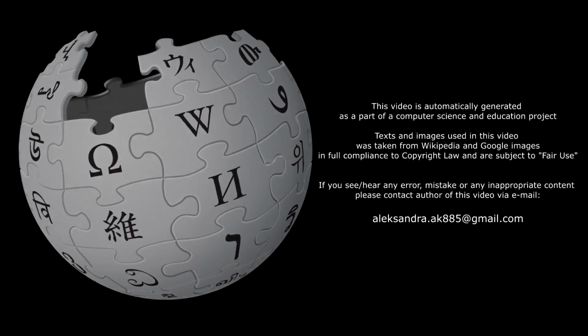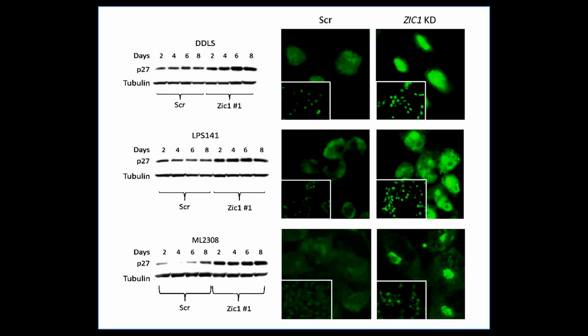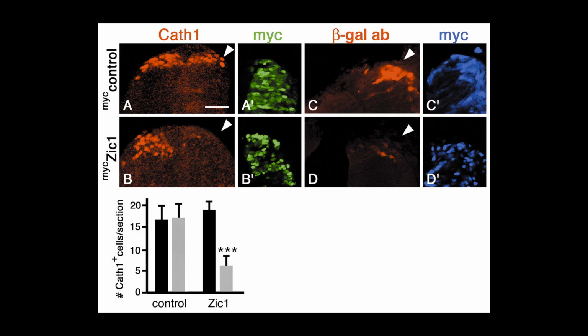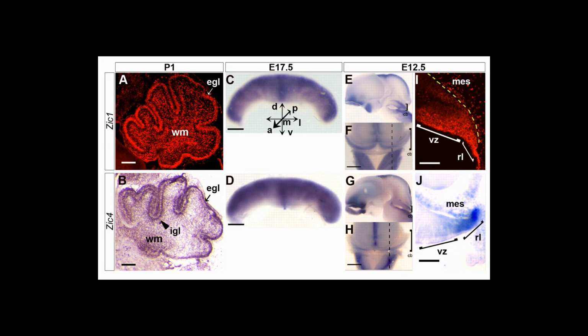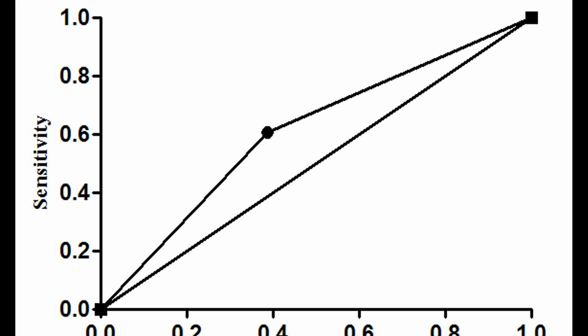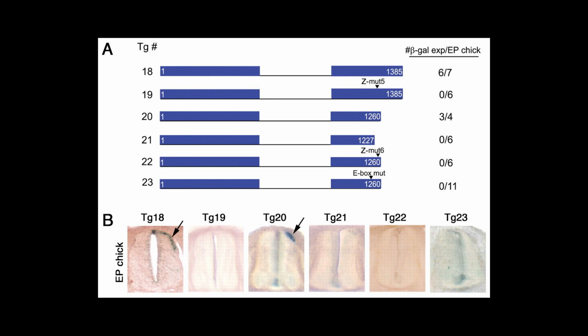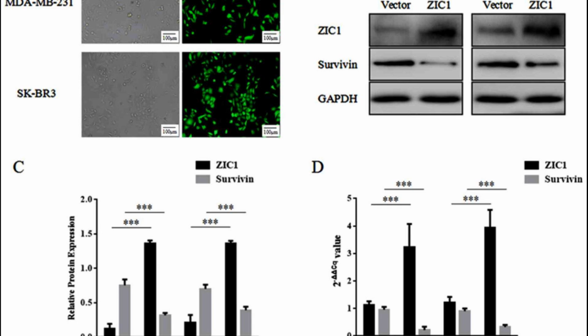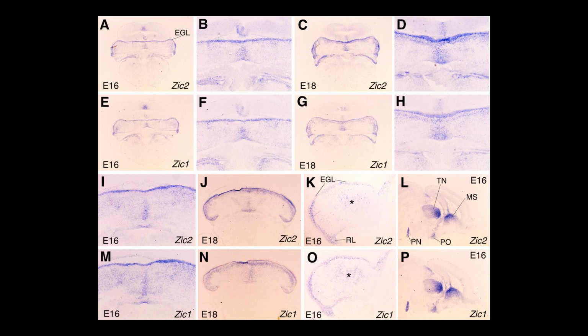ZIC1 is a member of the zinc finger of the cerebellum, ZIC, protein family. ZIC1 is classified as a ZIC protein due to conservation of the 5 C2H2 zinc fingers, which enables the protein to interact with DNA and proteins. ZIC1 is found in close genomic configuration with another member of this protein family, ZIC4.